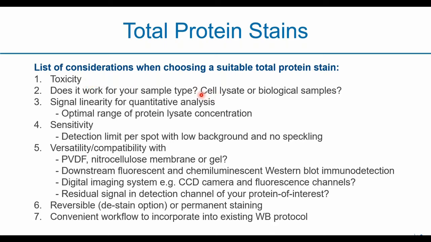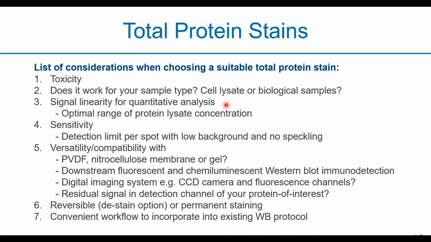And secondly, does it work with your sample type? Is your sample type cell lysate or biological samples? So there's something that you need to look into with the total protein stains and see what kind of sample they work best with. Of course, with any kind of staining that gives you signal, you need to look for signal linearity. Like we talked about in the previous sessions, signal linearity is very important because it should reflect what you have loaded into the lane or the blot. Because by the end of the day, we want to do quantitative analysis.